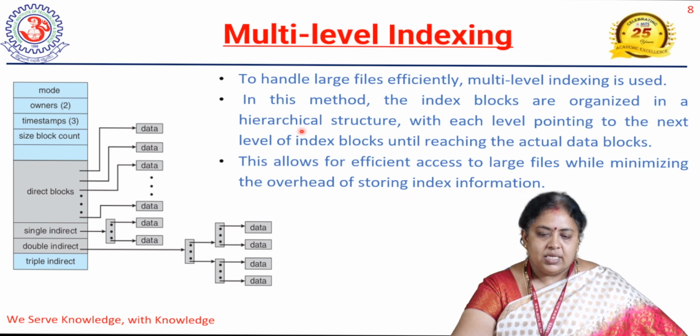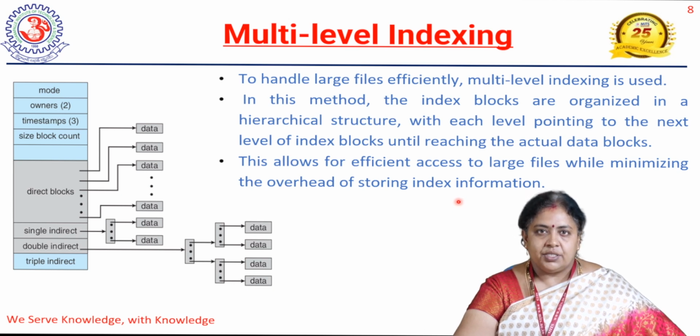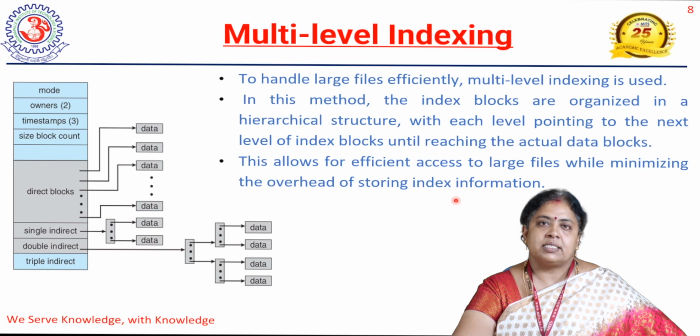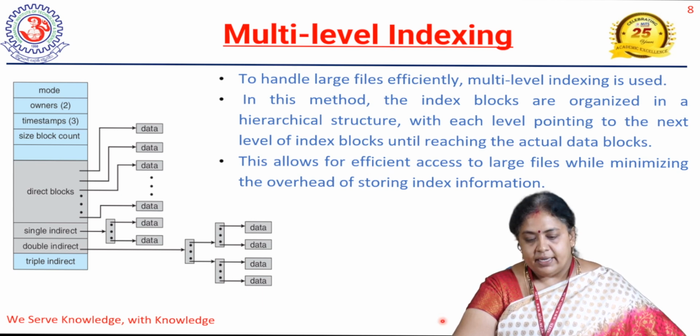So these are the three basic allocation methods. One is contiguous allocation, where the file blocks are contiguously allocated on the disk, and fragmentation is the main disadvantage. To overcome this, we have linked allocation, where we have the blocks in a linked fashion. The next one is indexed allocation. In order to store larger files, we can go for multi-level indexing.